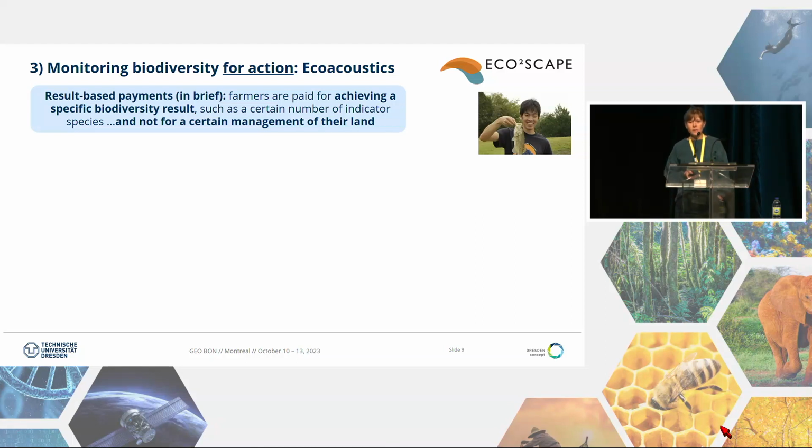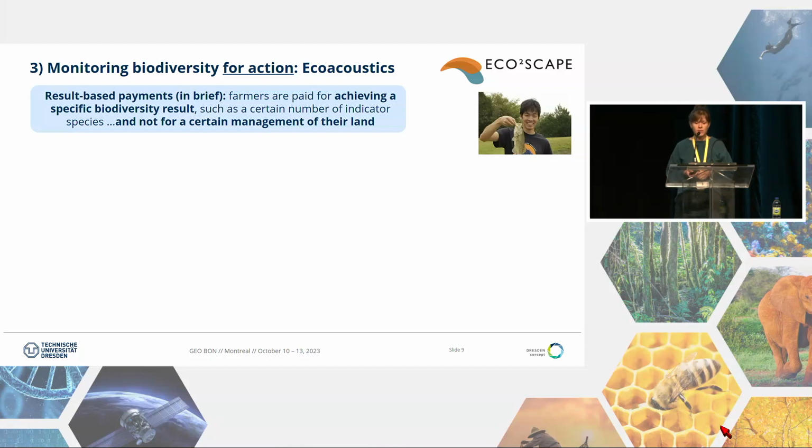We are currently very much interested in the concept of result-based payments for farmers. In brief, it means that farmers are not paid for doing a specific management of their land, but they are paid for the biodiversity results, for example, the presence of a selection of indicator species. And for this, we need really good and reliable monitoring data.